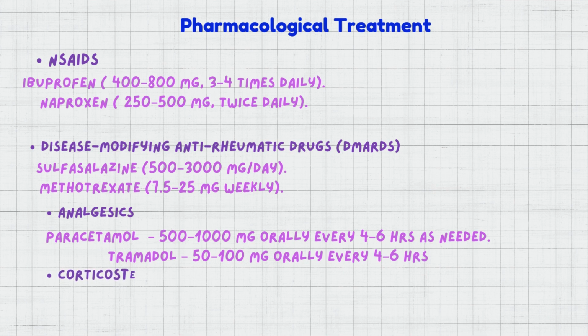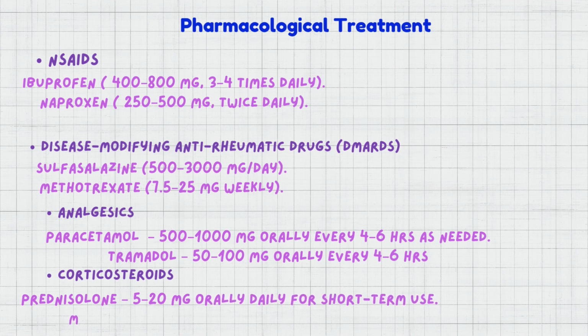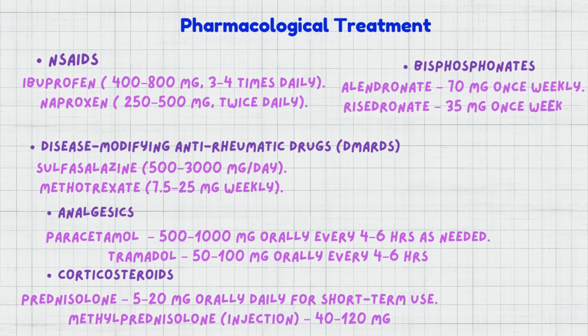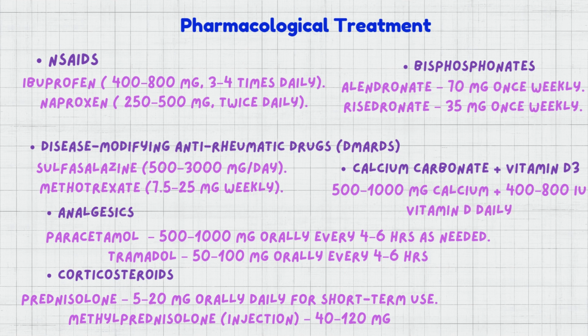Corticosteroids: prednisolone 5 to 20 mg orally daily for short-term use. Methylprednisolone injection 40 to 120 mg. Bisphosphonate: alendronate 70 mg once weekly. Risedronate 35 mg once weekly. Calcium carbonate plus vitamin D3: 500 to 1000 mg calcium plus 400 to 800 IU vitamin D daily.